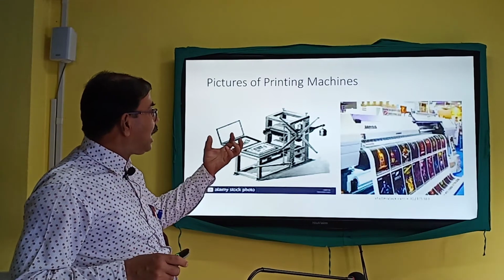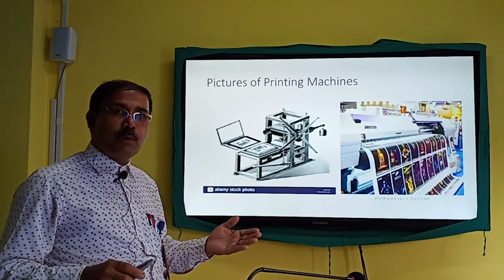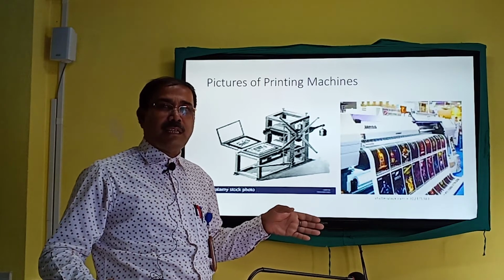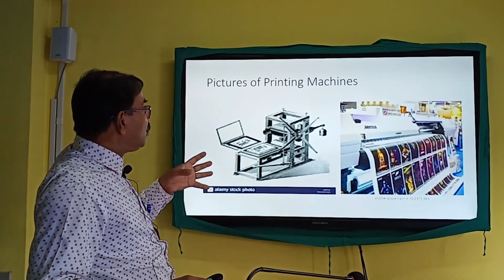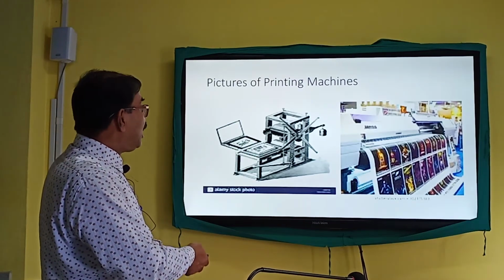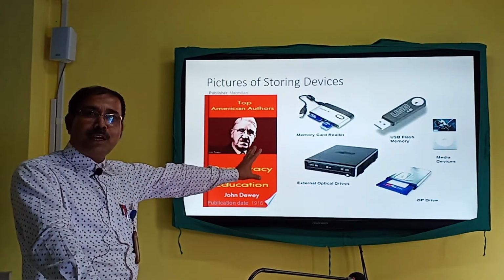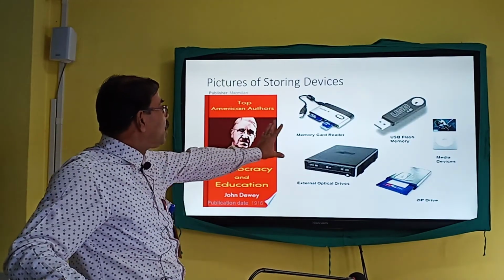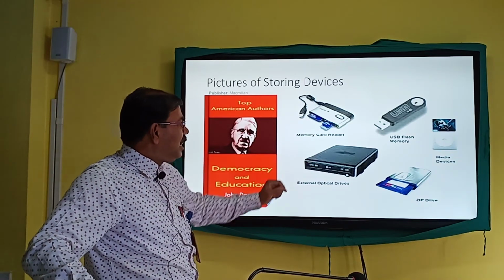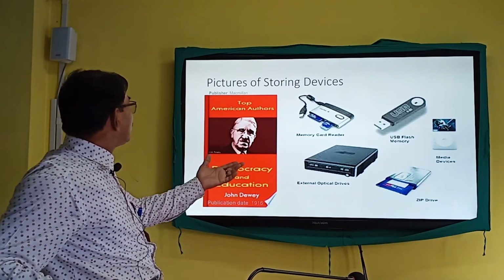So friends, with the help of the printing machine, the process of preservation of human knowledge has become so much easy, and the continuity of human history has been helped to continue with the help of printing machine and printing documents. Then pictures of storing devices, how we can store our knowledge, ideas. These are the storing devices, memory card reader, zip drive, external optical devices, all these things.